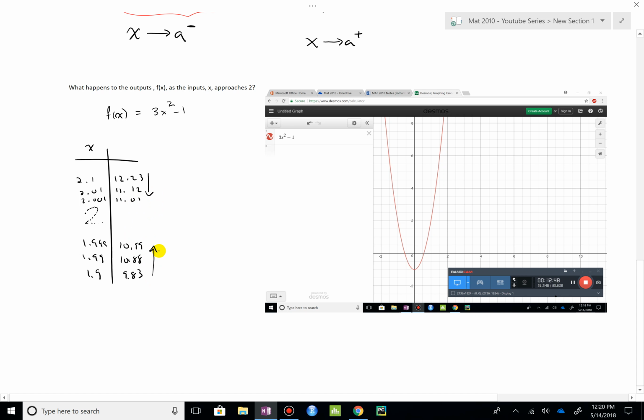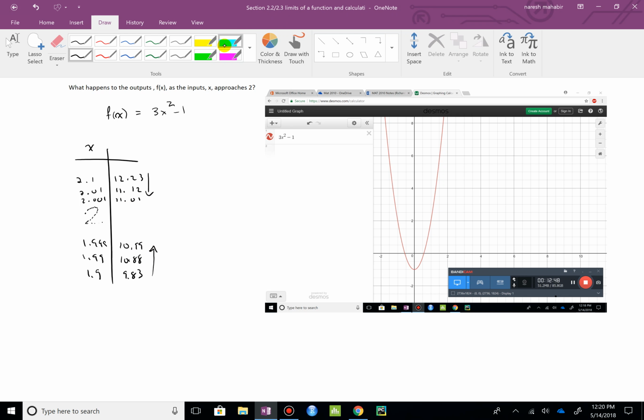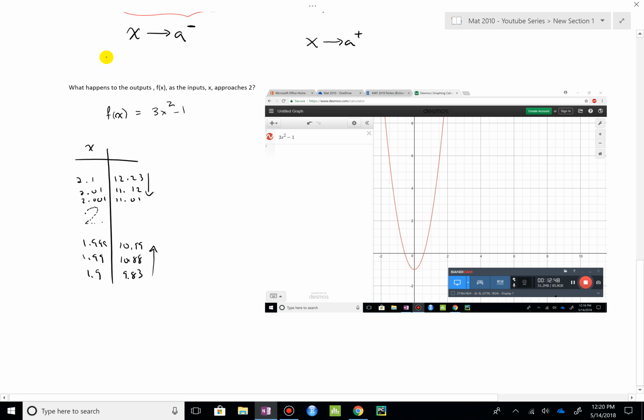So I'm going to show you how we're going to write this. Now, here is what I would probably draw as the conclusion. Note, I am not plugging in 2. That is not what I'm doing. Okay, I just want to make that very, very clear. What I'm doing is this.